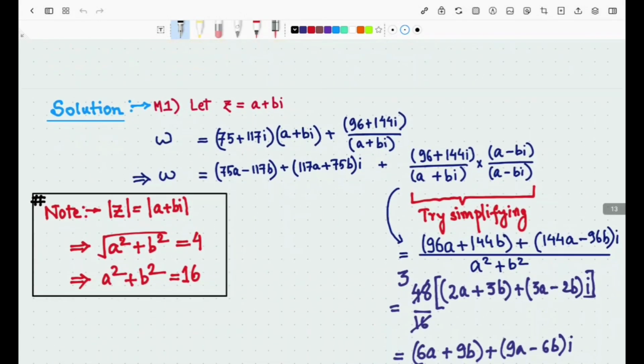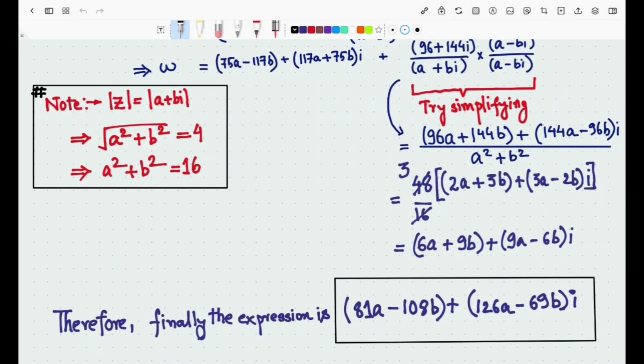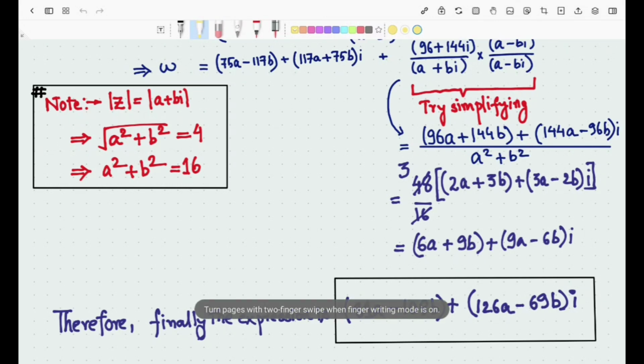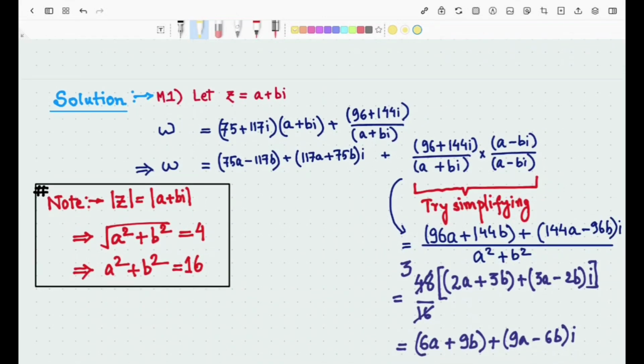If we solve for omega, we will get that the real part of omega is nothing but 81a minus 108b. I will be marking it down so that you can understand which part I am talking about. This part, as you can see, is just 81a minus 108b. So this is the real part. I have done nothing, just shown the calculations here. You may read it on your own, or let me guide you through it also.